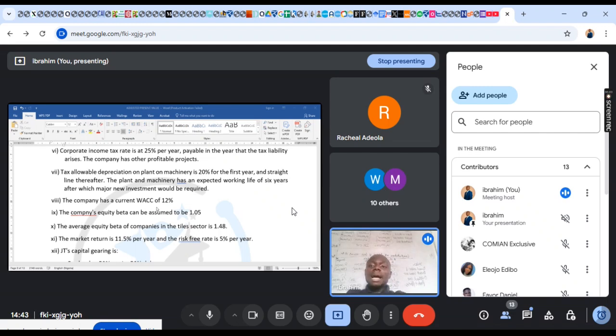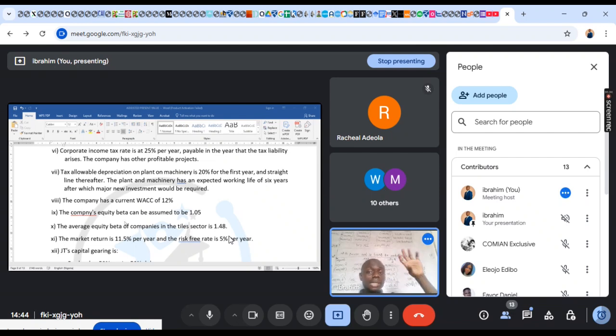The company has a current weighted average cost of capital of 12%. The company's equity beta is assumed to be 1.0. So their WACC is 12% and their equity beta is 1.0. Now, the average equity beta of companies in the ties sector, don't forget they want to diversify into ties.